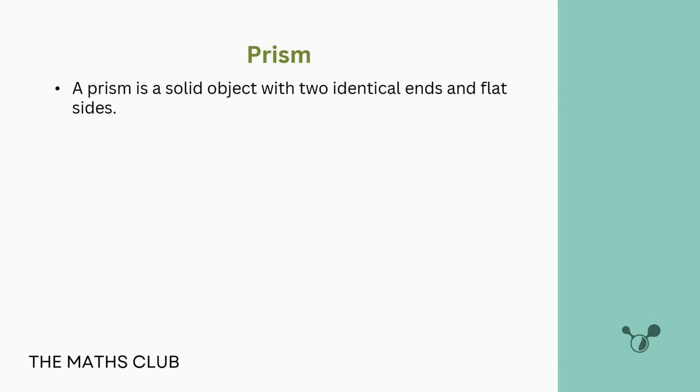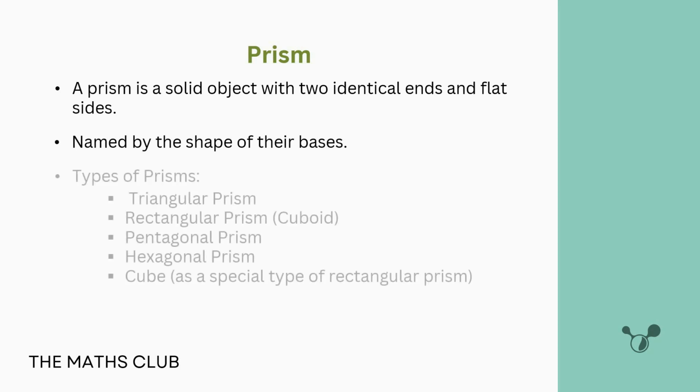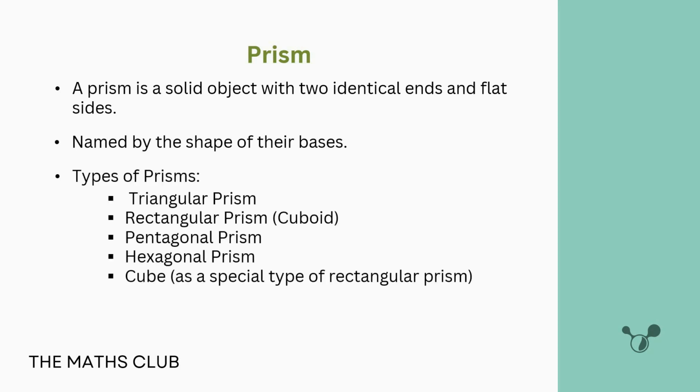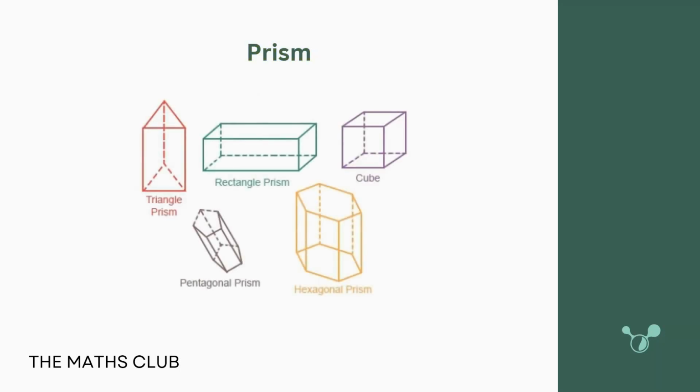A prism is basically a solid object with two identical ends and flat sides, right? So it is named by the shape of its bases. We're going to see images of this, and the images will bring life to those definitions. These are examples: triangular, rectangular, pentagonal, hexagonal, and cube. Let's see some pictures.